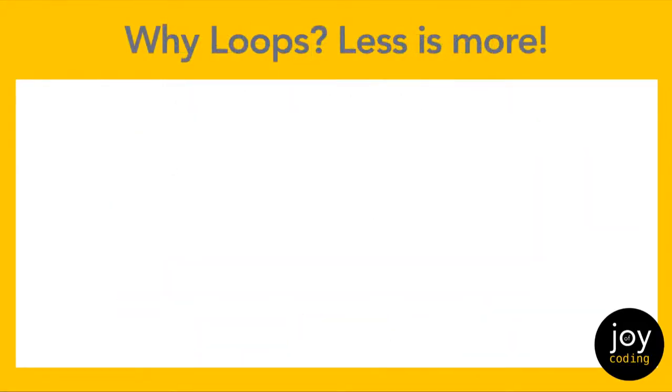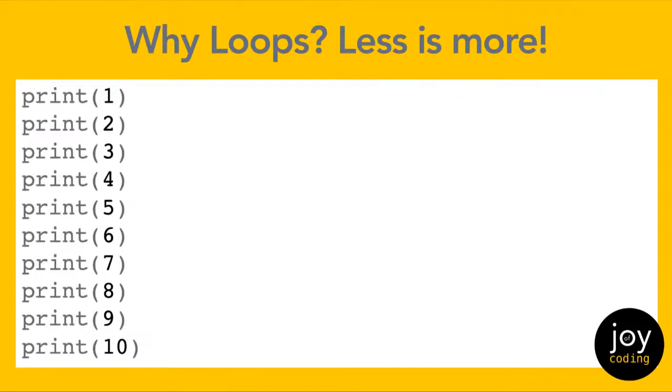So why would we be using loops in the first place? Well, because less is more. Imagine for a moment that you wanted to print out the numbers from 1 to 10. On the left shows some example code. This is known as the brute force way of doing it. You would type the numbers 1 through 10 and you'd put a print around them. You might use copy and paste to help you do that.